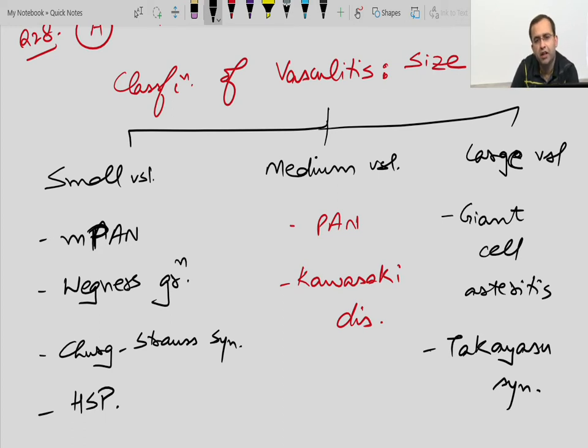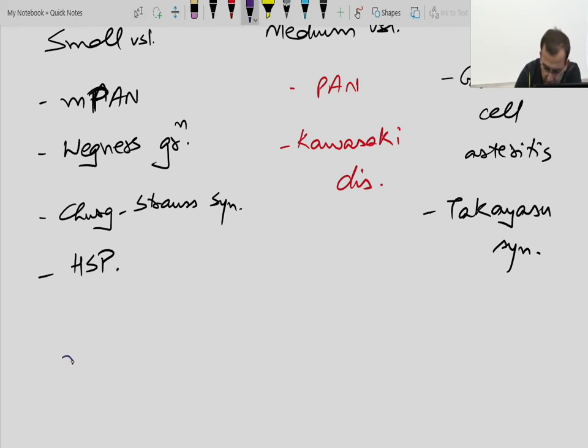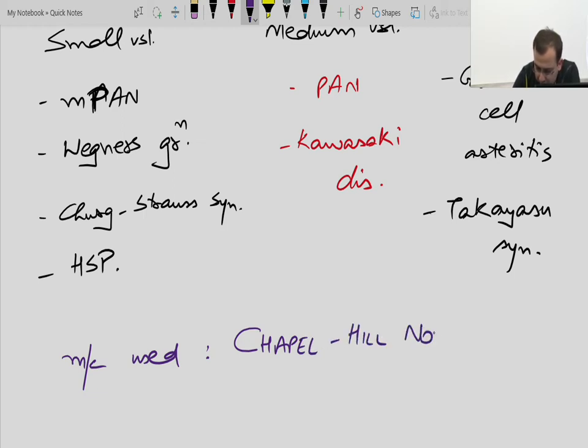This is the classification of vasculitis on the basis of size of the vessel. This is the most commonly used classification scheme, and it has a special name called the Chapel Hill nomenclature.